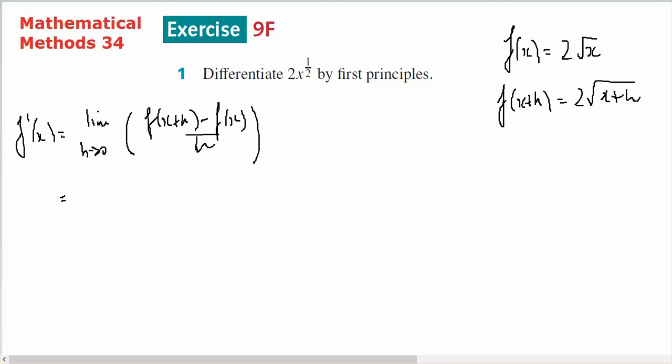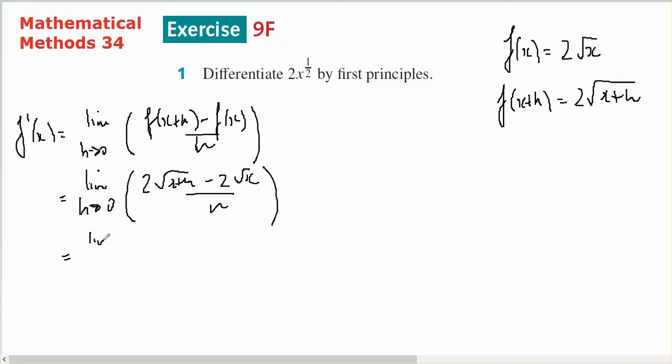Year 12 Methods, that comes out of 9F, question number 1: finding the derivative of 2 root x by first principles. So f of x is going to be 2 root x, which means f of x plus h will be 2 times the square root of x plus h. Putting it into our first principles rule, I'm going to have the limit as h approaches 0 of 2 root of x plus h minus 2 root x, all over h.